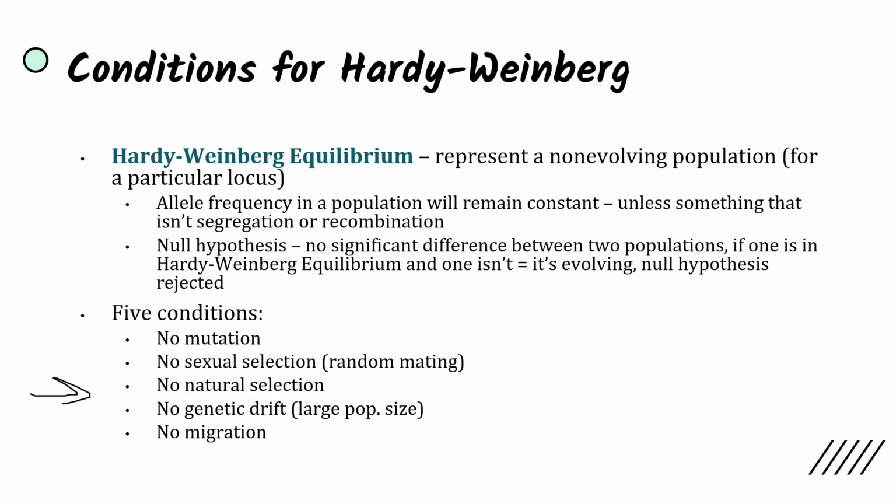So it's obviously impossible to achieve these conditions because evolution is always occurring and environments are always changing, as well as some species are just set for sexual selection, and not all populations are large and migration does occur, but this is kind of representative of the ideal state in which there is no evolution occurring, and this is Hardy-Weinberg equilibrium.